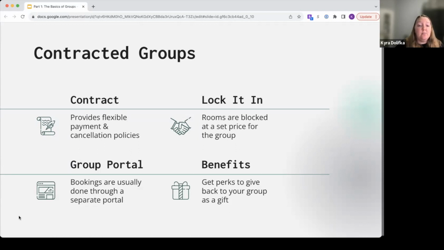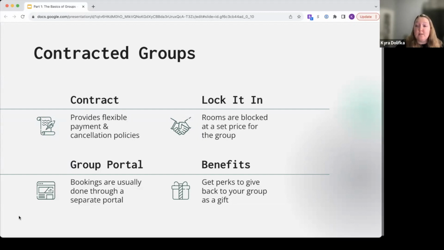Now, contracted groups often have a group portal that you use. So the vendors offer these group portals that you would typically not be doing with a flexible group. So it's sort of similar to the individual or the FIT reservations, but this group portal does usually bring things together, and it's where you're going to book travel for the group. So it's very similar to what you're used to doing for just individual reservations, but it is something a little different that often comes with contracted groups.